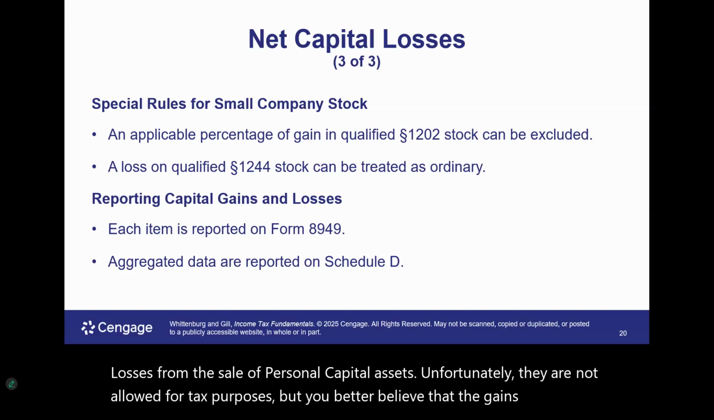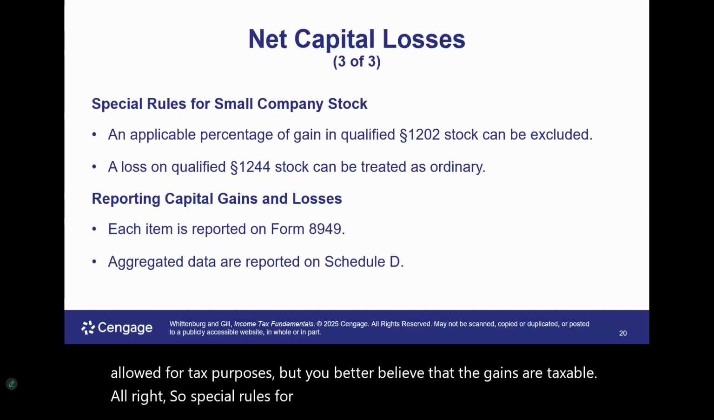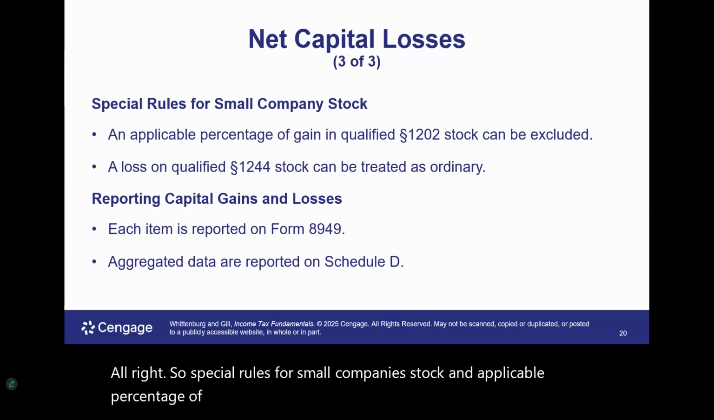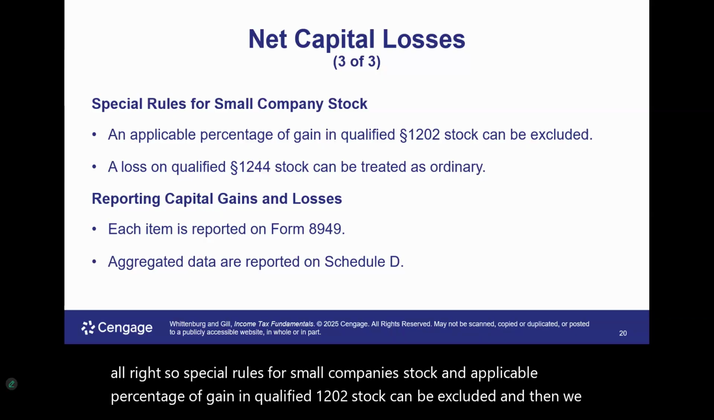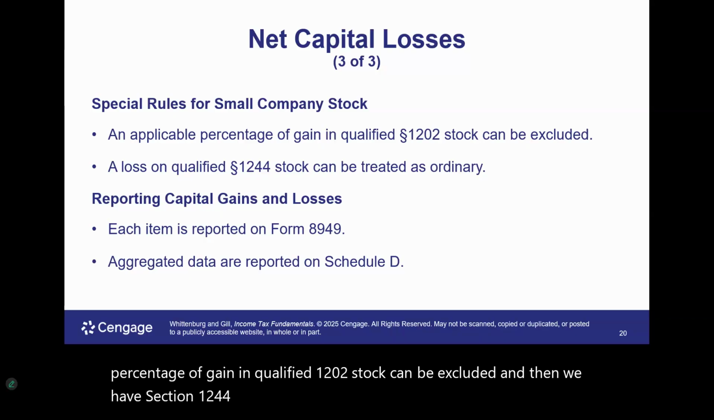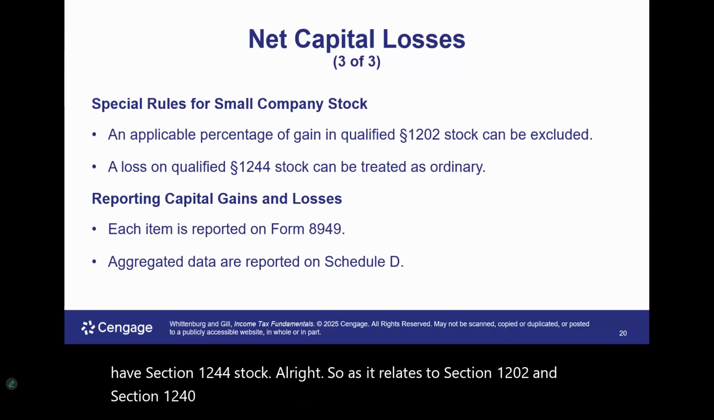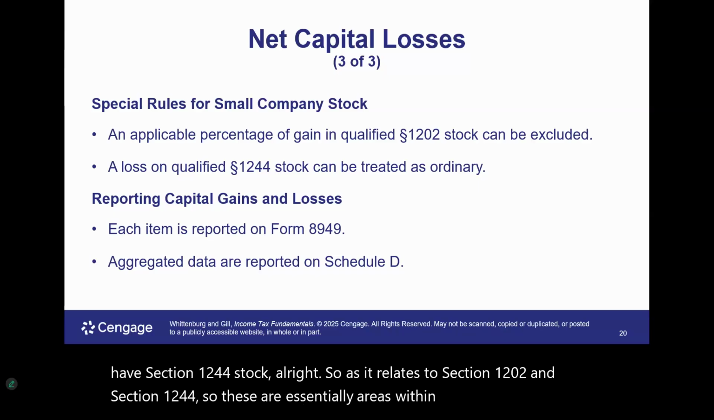All right. So, special rules for small company stock. An applicable percentage of gain in qualified section 1202 stock can be excluded. And then we have section 1244 stock. As it relates to section 1202 and section 1244, these are essentially areas within the tax law that help small business stocks.